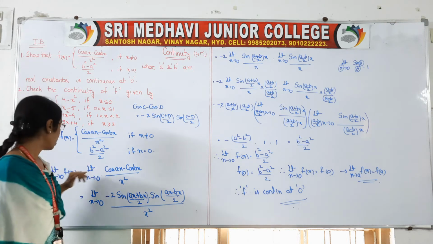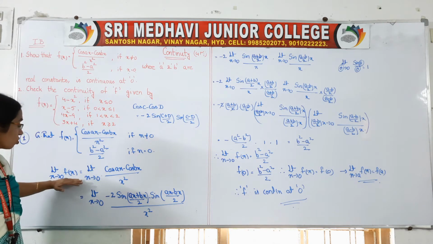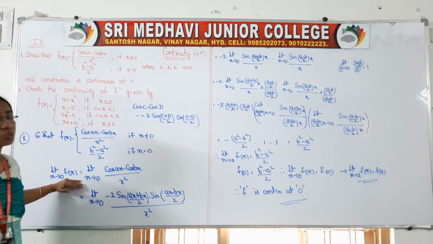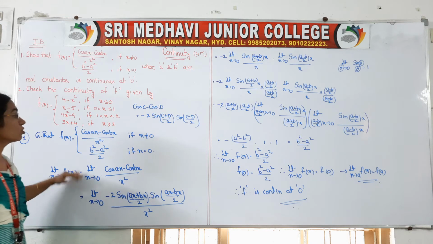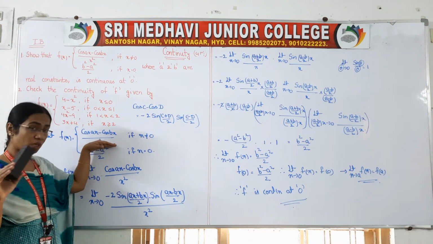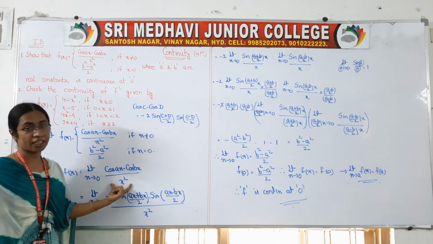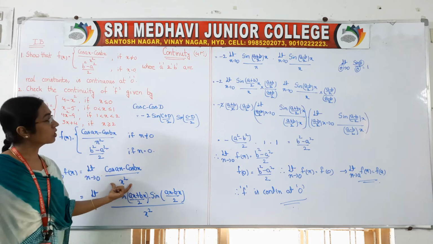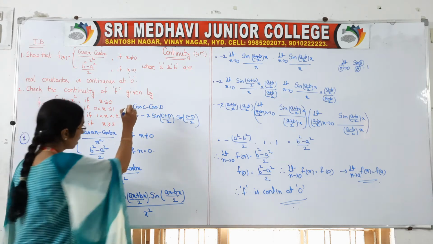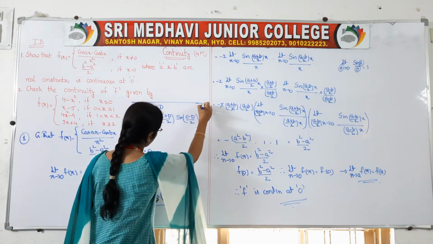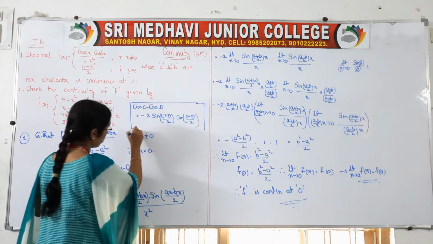Okay, so first we have taken the limit as x tends to 0, x not equal to 0, and the function is defined like this. We have taken that function. Okay, so there is one formula in trigonometry, right? So what is that formula?